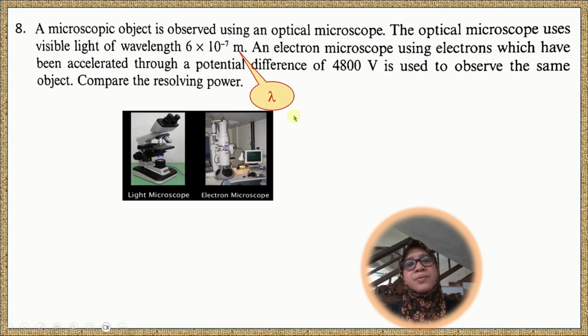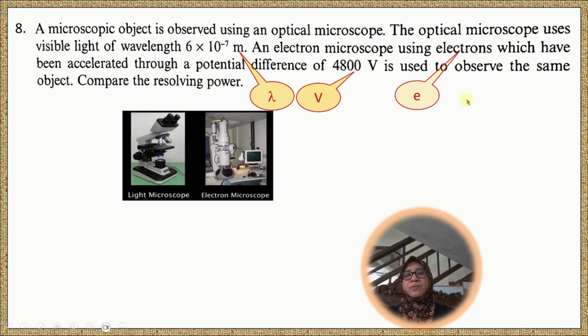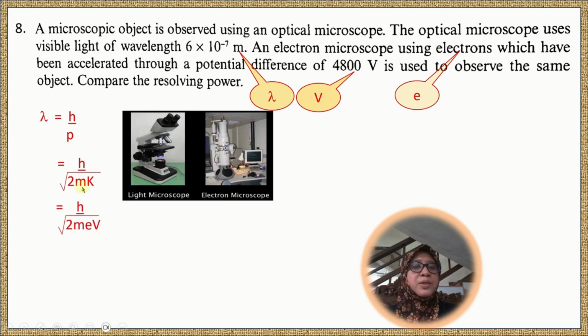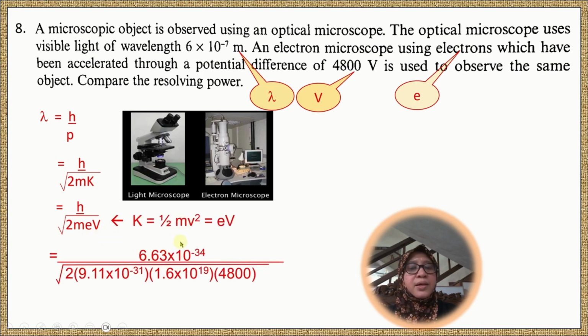Okay, so now wavelength given electron, we know that the charge of electron 1.6 times 10 to the power negative 19, and the voltage used in the electron microscope is given to accelerate the electron. Okay, so it's 4,800 volt. Okay, from the de Broglie wavelength, h over square root of 2mK, and then K equals to eV. Okay, so we substitute all the values, mass of the electron, charge, and the potential difference already in volts. So we get the wavelength 1.77 times 10 to the power of negative 11 meter.